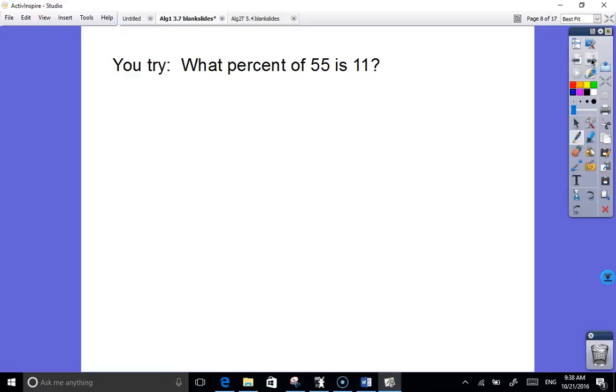Put it like this. You went to a restaurant, your bill was $55, and you tipped 11. What percent tip did you give? 20%, right? So 20%.